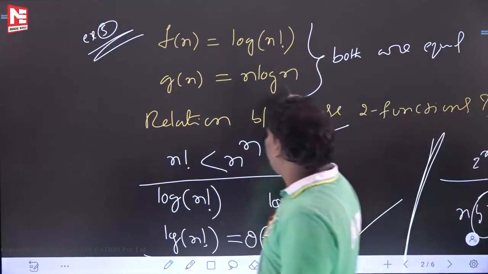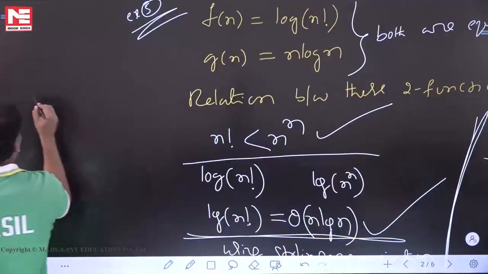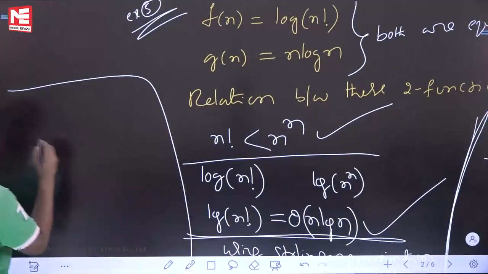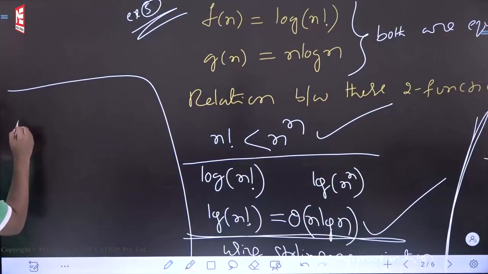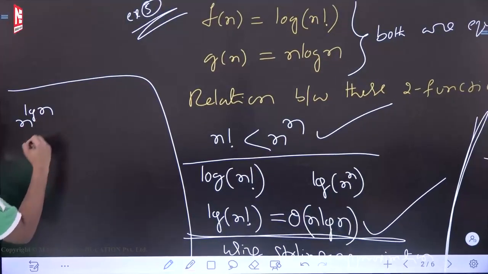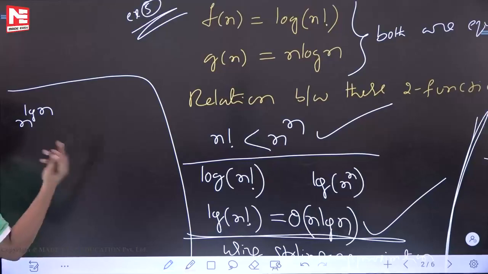Some people are thinking that every time this holds good. No. If you want, you can check. Every time it cannot hold good. Small example. See this one. Small example: n power log n. Every time it is not possible.